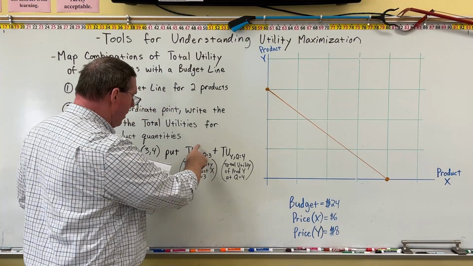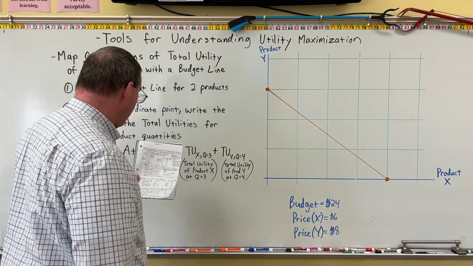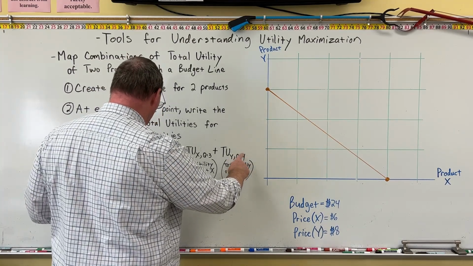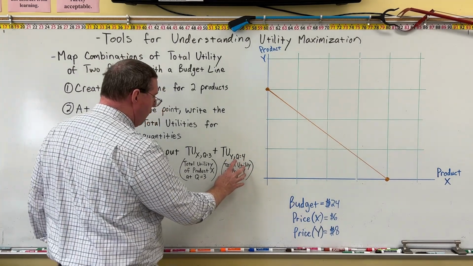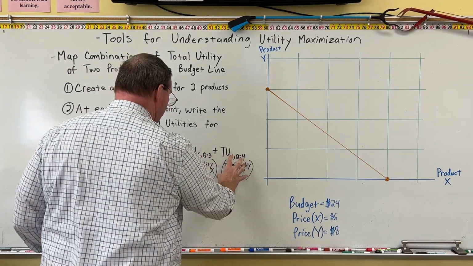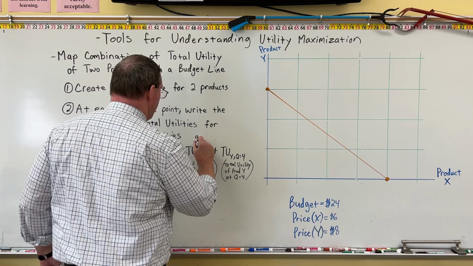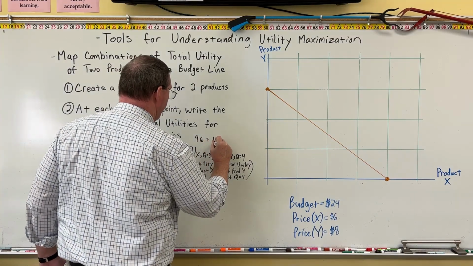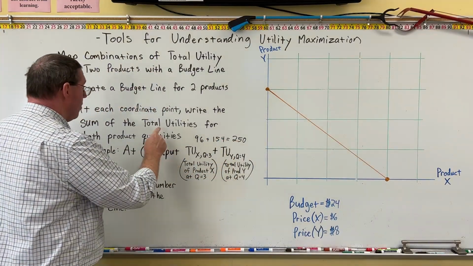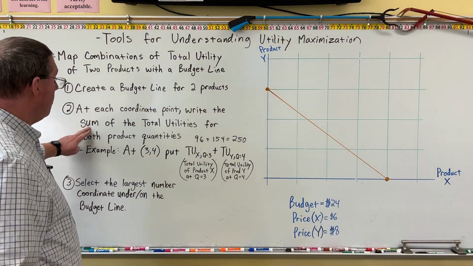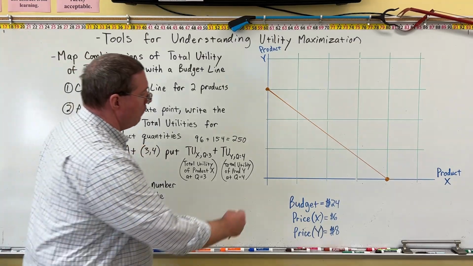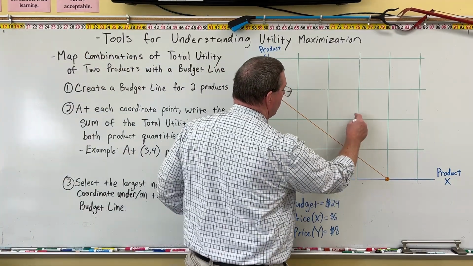So this number is 96, and the total utility at a quantity of 4 for product Y was 154. And so we're going to have 96 plus 154, that's equal to 250. And so we're going to put this sum of these two total utilities, 250, at the coordinates 3, 4. So we're going to go 1, 2, 3, 1, 2, 3, 4.